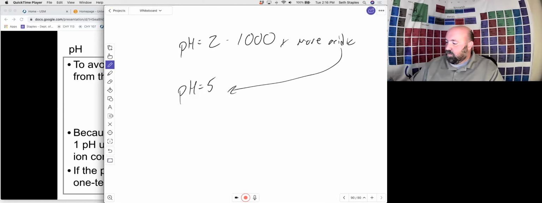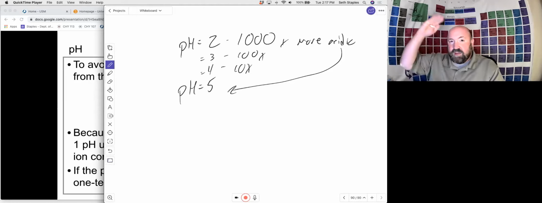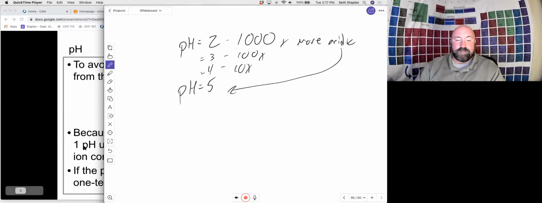And so we can go up even. Something that's a pH of 4 is 10 times more acidic. A pH of 3 is 100 times more acidic than something with a pH of 5, and so forth. That's what a log scale really does for us, it works in orders of magnitude like that.